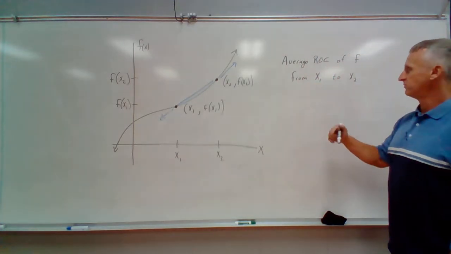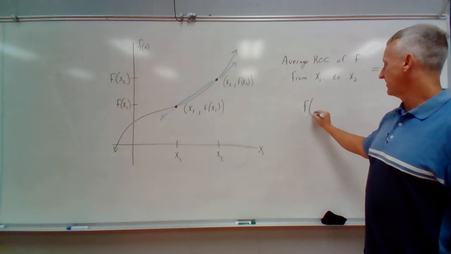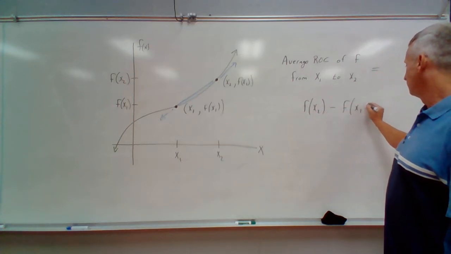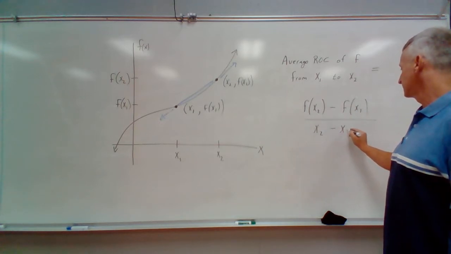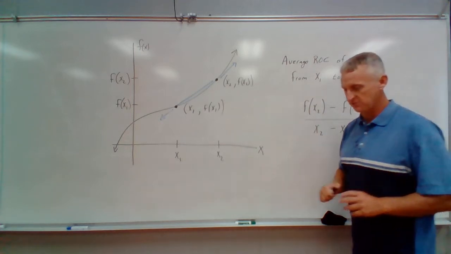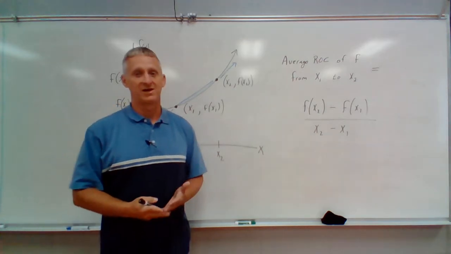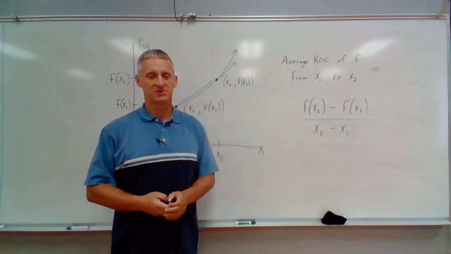Okay, so the slope then would just be f of x2 minus f of x1 over x2 minus x1. Okay, so that's the general definition of the average rate of change of a function. And as you can see, it looks extremely like, just because it is the same thing as, the definition of the slope of a line.